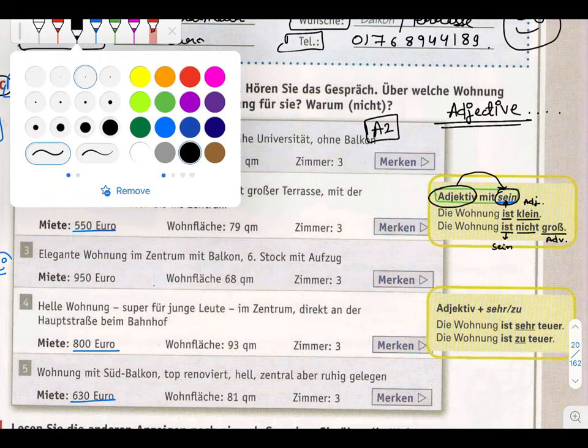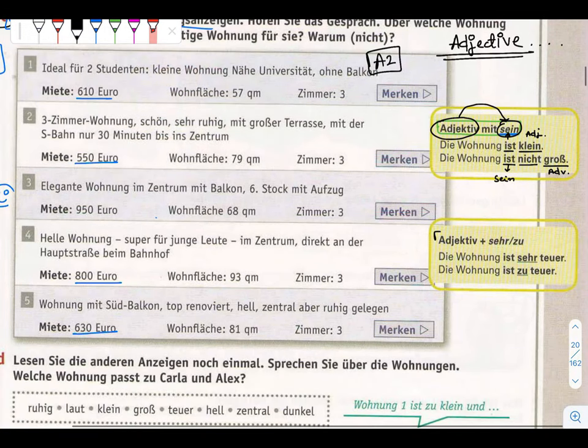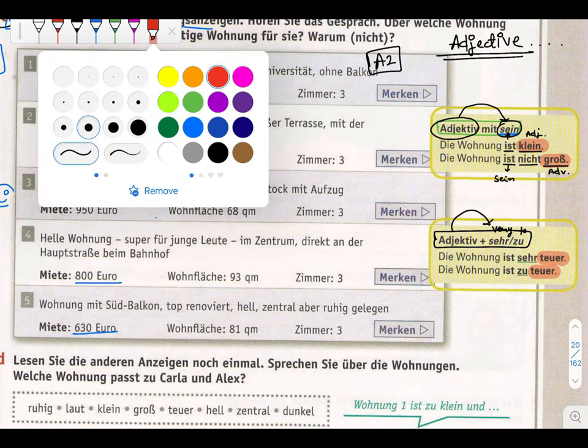And here down also it is the same. Adjective plus sehr, adjective plus zu. Sehr means very. Okay, zu means too. So adjective with this. So adjective is this one. And adjective is here. Adjective is here. Adjective is here. Okay, and they told with sein. So we will see.